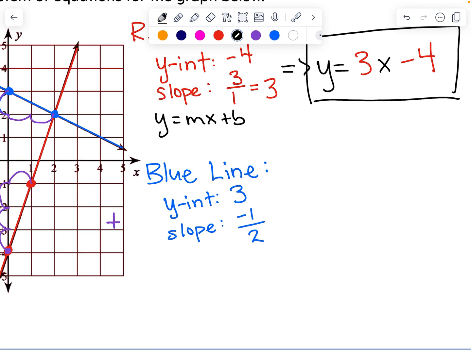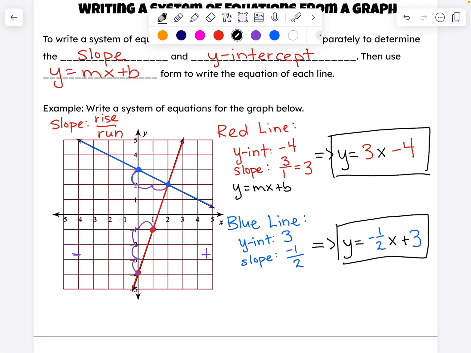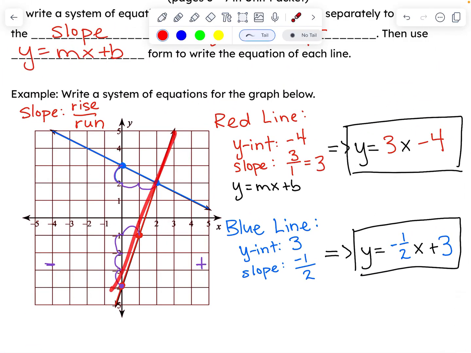Now I just need to write my equation. Again, I have this format right here, y equals mx plus b. All I need to do is plug in, for m is going to go my -1/2 slope, and in for b is going to go my +3 y-intercept. And now this problem is done. I started with 2 lines on a graph, and now I have this system of equations.